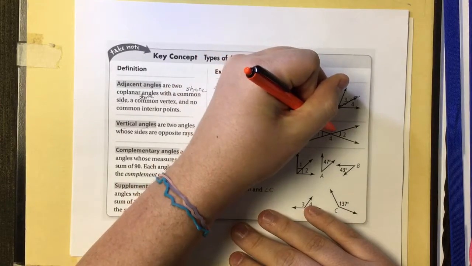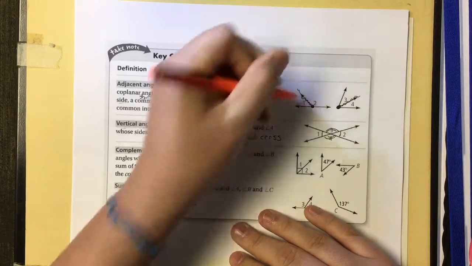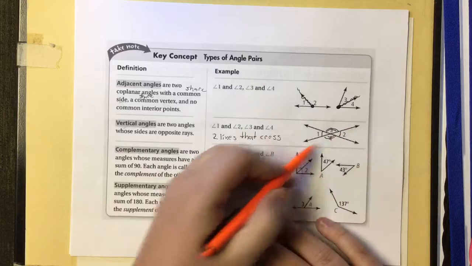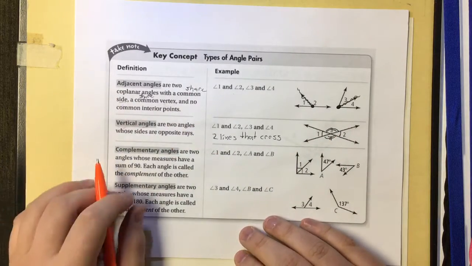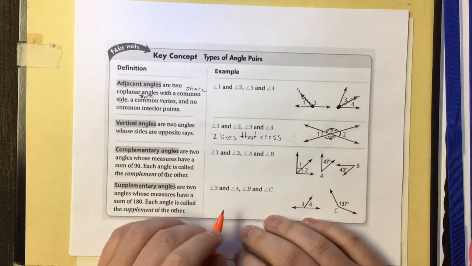We could also say that angle 3 is a vertical angle with angle 4. Angle 3 and angle 4 are vertical angles with each other because they are also formed by two lines crossing each other, and they're opposite of each other. Top and bottom are opposite. So 1 and 2 are vertical angles, and 3 and 4 are vertical angles.